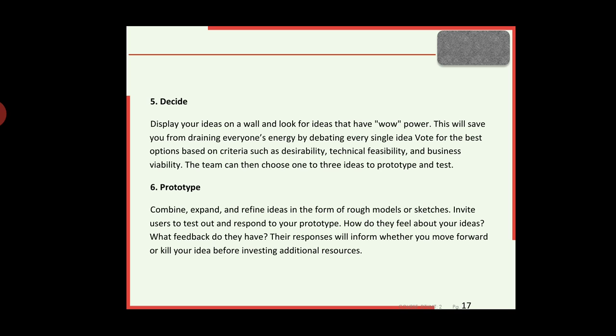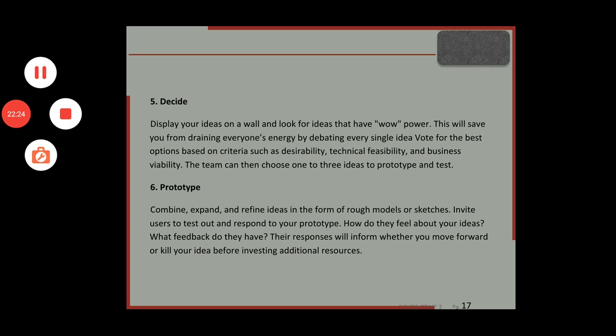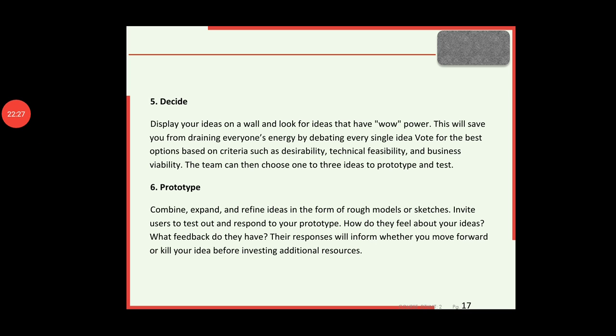This will save you from draining everyone's energy by debating every single idea. Vote for the best options based on criteria such as desirability, technical feasibility, and business viability. So the team can then choose one to three ideas to prototype and finally test. Decide is choosing one to three ideas to prototype and test to start our creative solution.